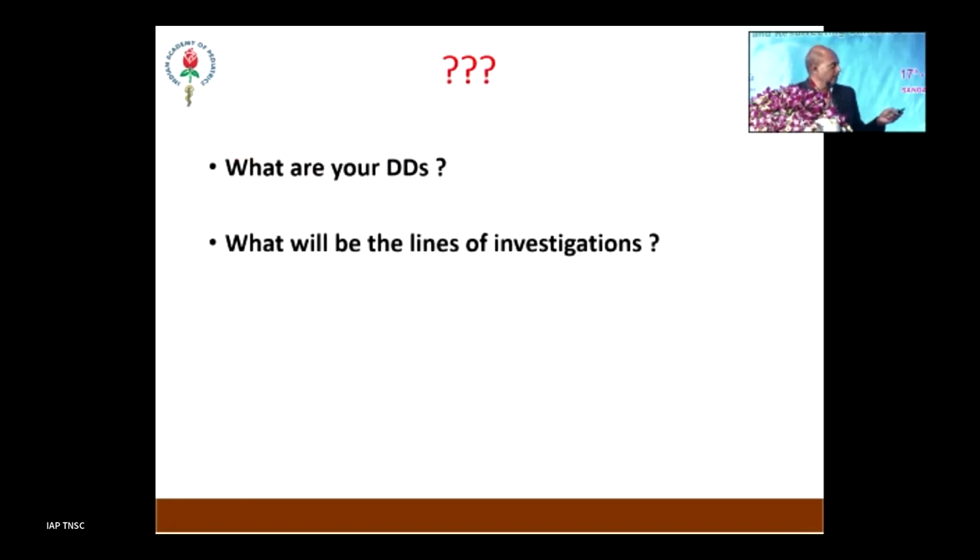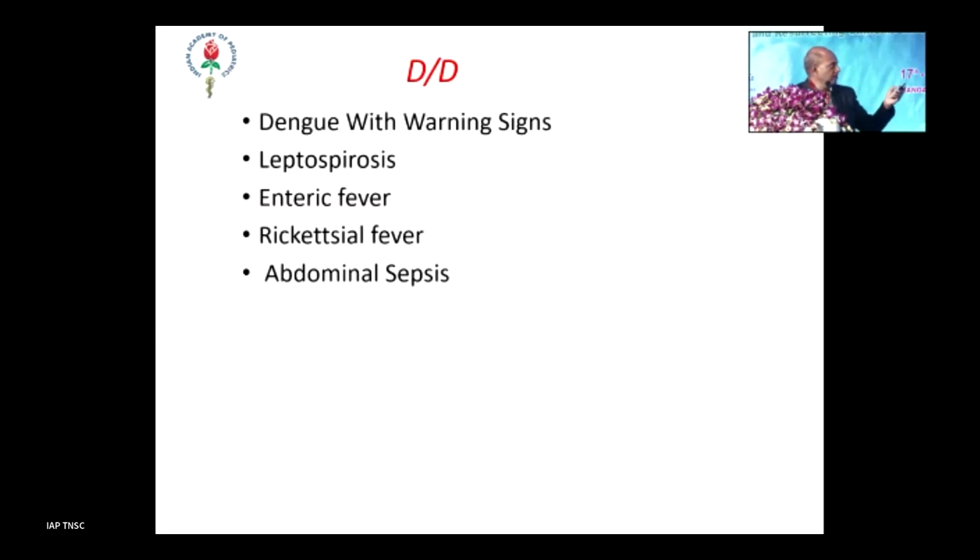So the moment we think about these things as a clinician, what comes in clinical practice is: what are the differential diagnoses we think of? Of course, there will not be any challenge in thinking about the line of investigation. Initially we thought it is dengue with warning signs because the child had fever, abdominal pain, tenderness, everything was there. And leptospira was the other thing, enteric fever, rickettsial fever, abdominal sepsis, multisystem inflammatory syndrome. These are the things which come to mind the moment we think about these.